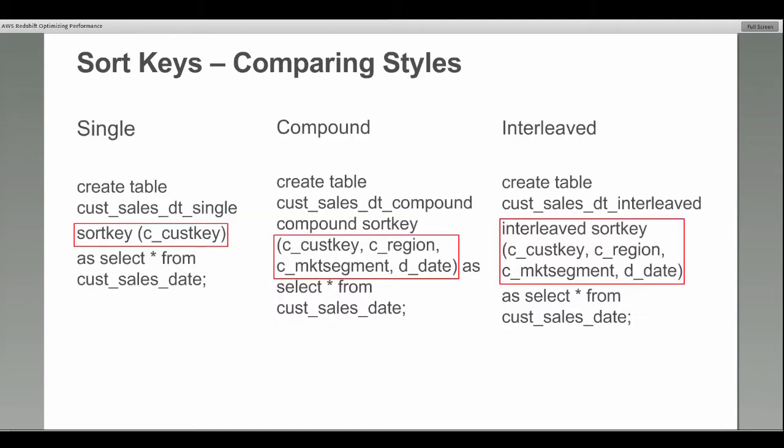So here's an example. This example can also be found in our documentation. In this example, I've got 3 tables. One that defines a single sort key, the second table defines a compound sort key, and the third table defines an interleaved sort key. This is actually the syntax that you would use when creating these sort keys.